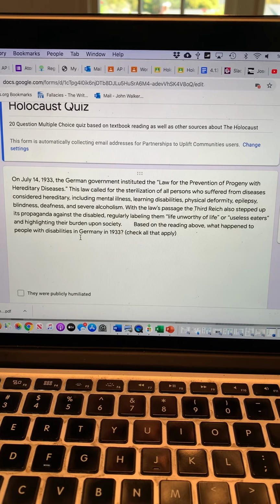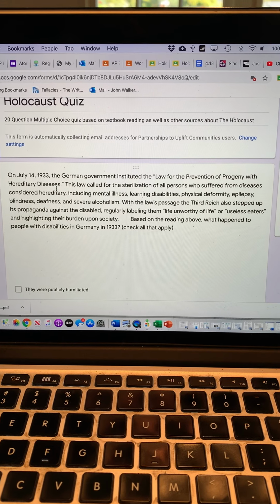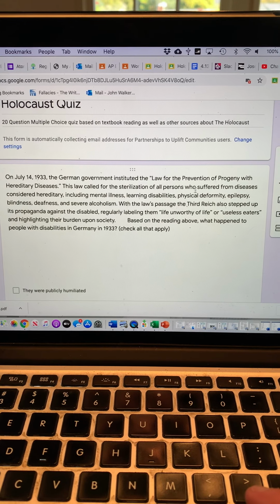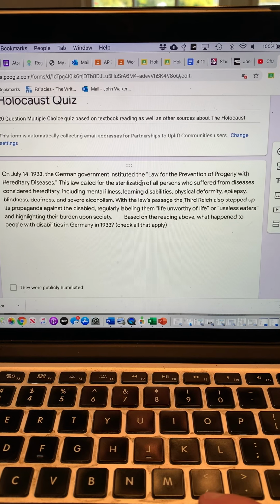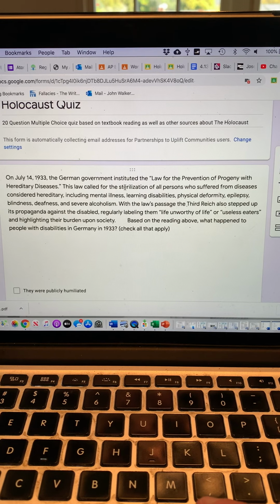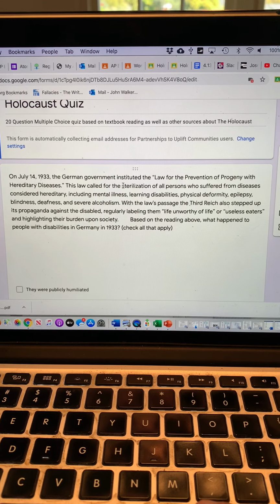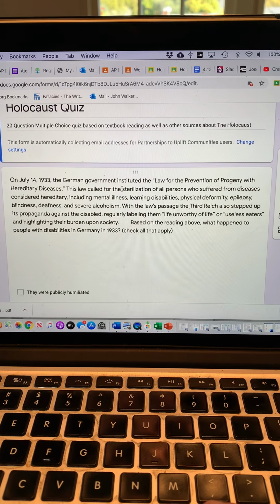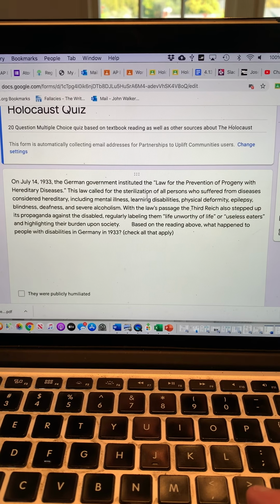The German government instituted the law for the prevention of progeny with hereditary diseases. This law called for the sterilization of all persons who suffered from diseases considered hereditary. Sterilization means just like what you would do to a dog, spay or neuter, they would have surgeries so that they were no longer fertile. Like removing uteruses.